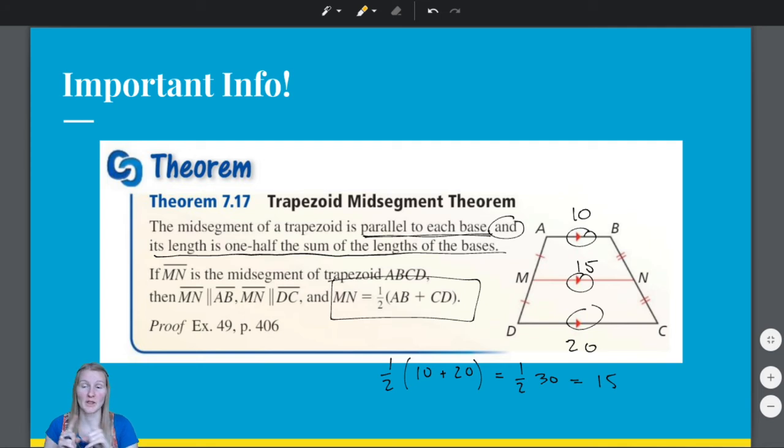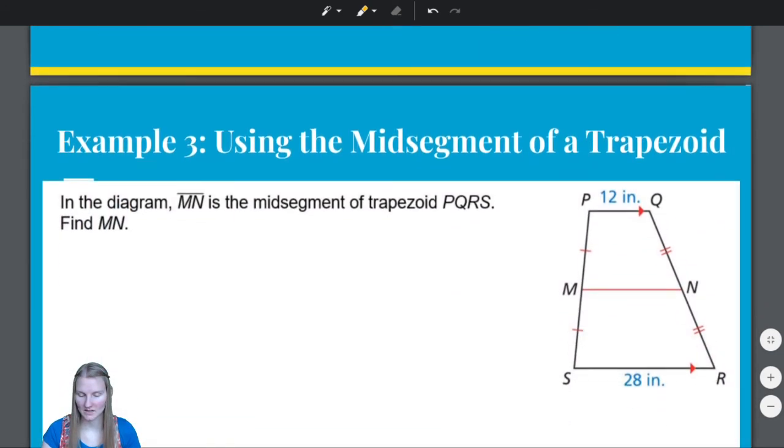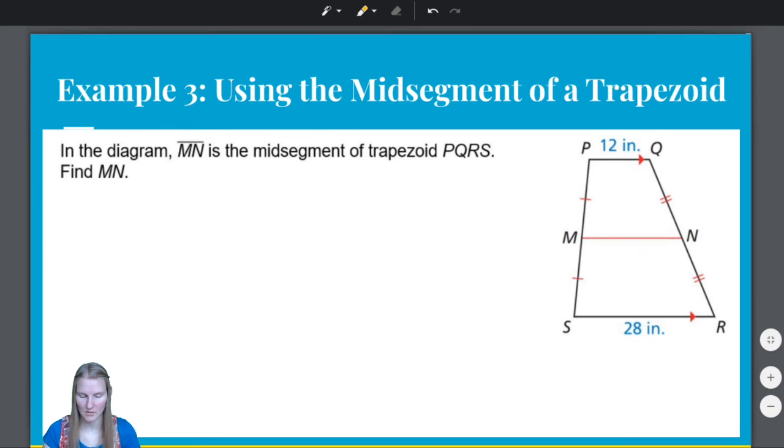No matter what, this doesn't need to be an isosceles trapezoid. It's any trapezoid. So the legs, like notice here, the legs are not congruent. BC is longer than AD. So it's very interesting that this theorem works no matter whether it's an isosceles trapezoid or not. Okay, let's move on and let's do an example with this theorem.